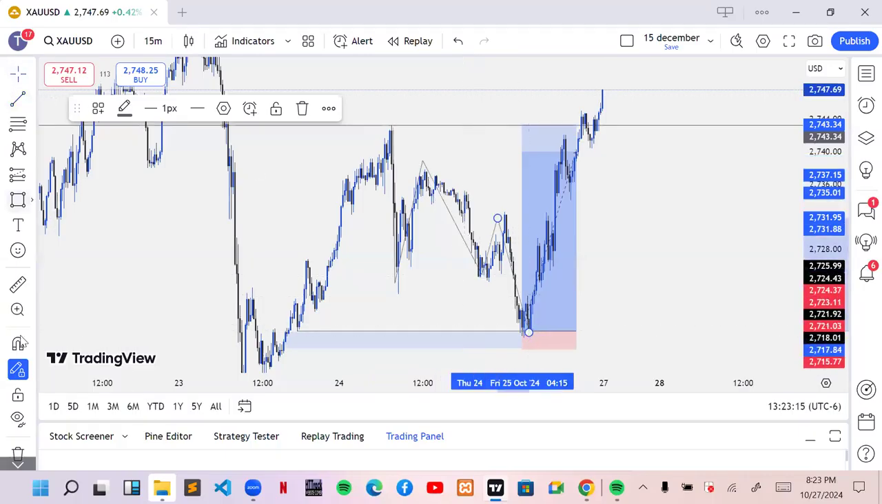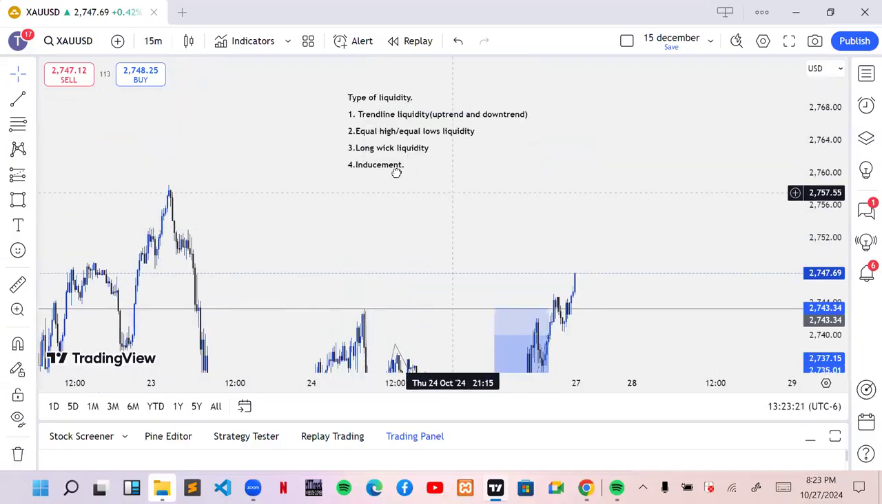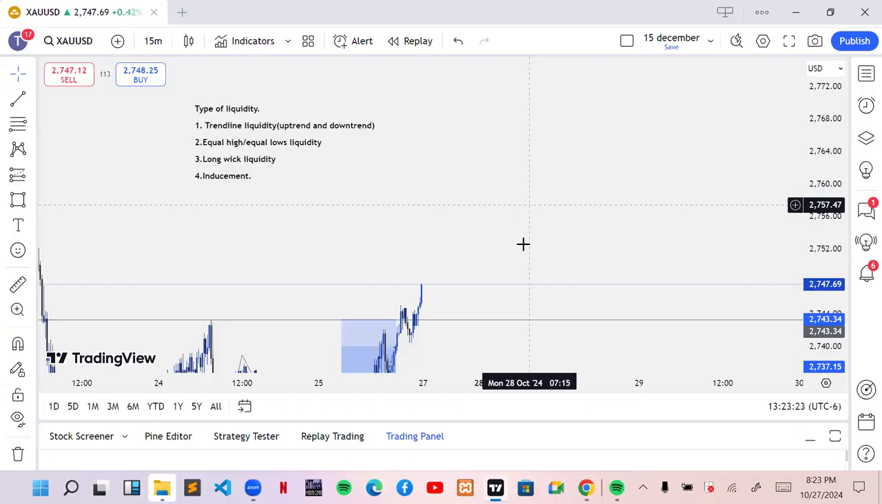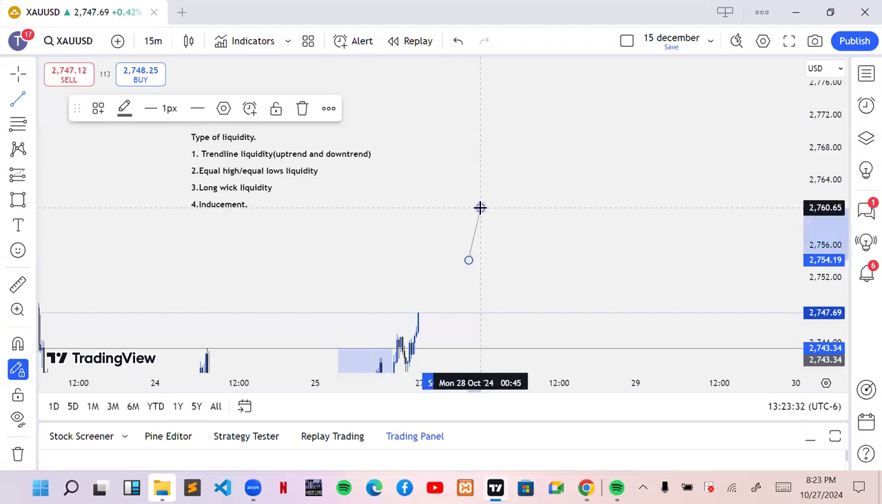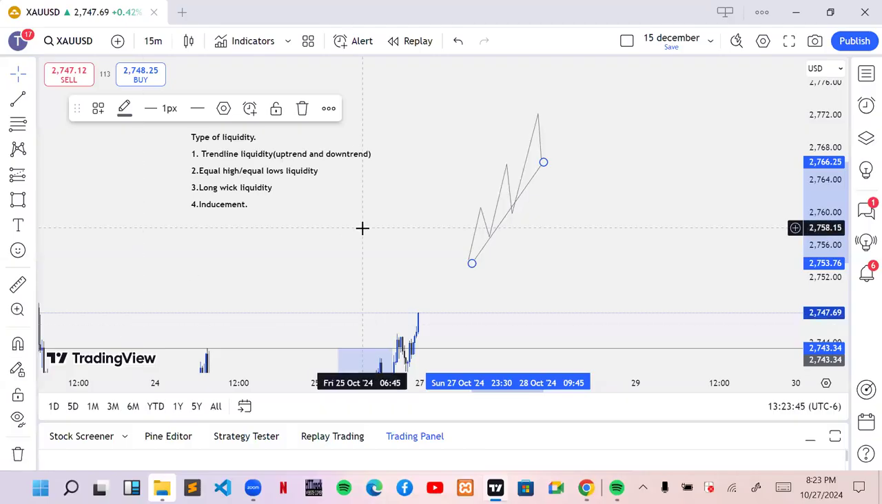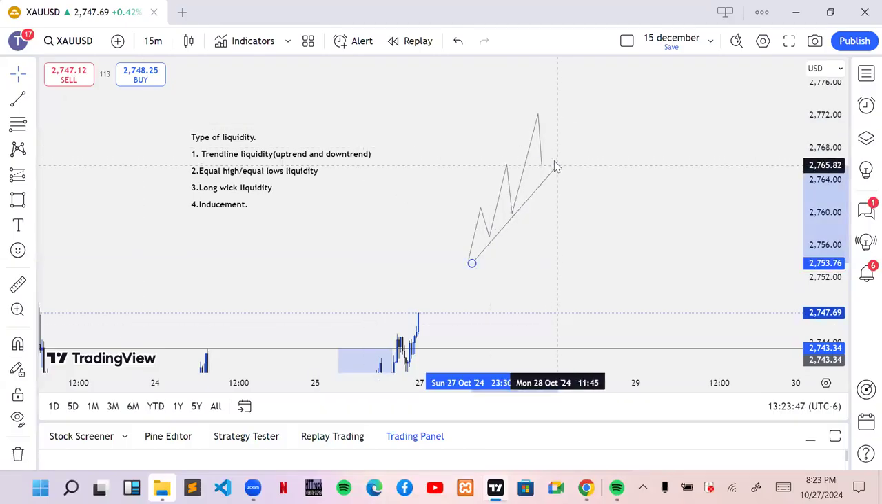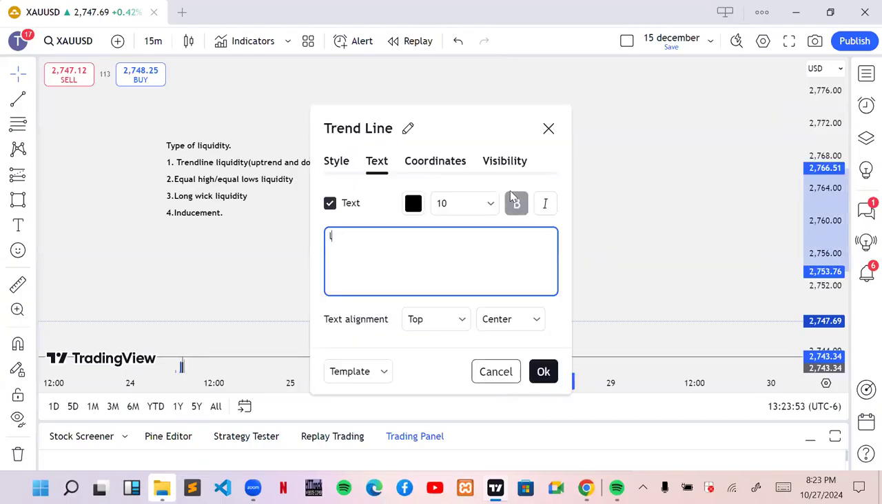Now, like I mentioned, there are types of liquidity, and one of them is trend line liquidity, uptrend and downtrend. What does this mean? It means for every trend there's liquidity being accumulated on the opposite side of this trend. So if the market is on an uptrend, making higher highs and higher lows, on this downside there's liquidity being accumulated. And one thing about liquidity is the market must eventually take out liquidity.